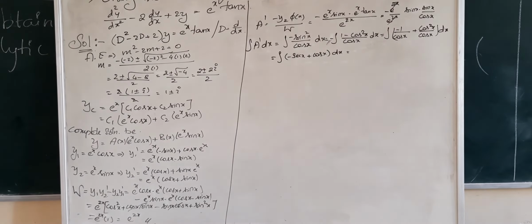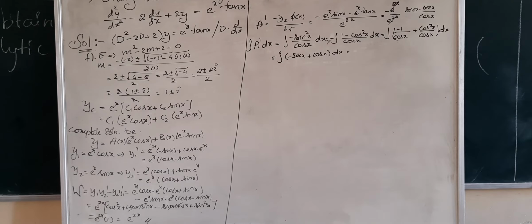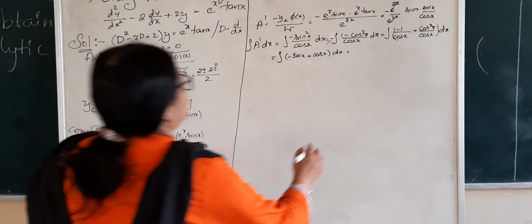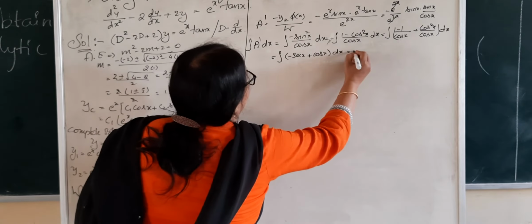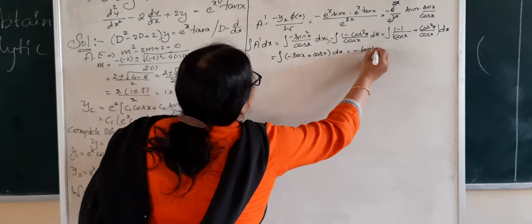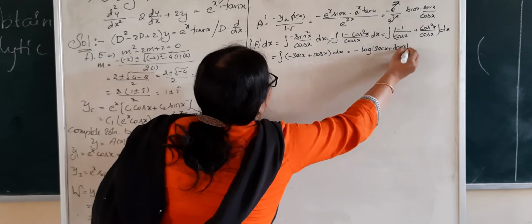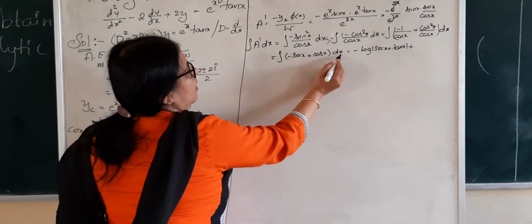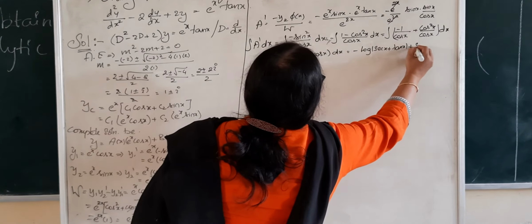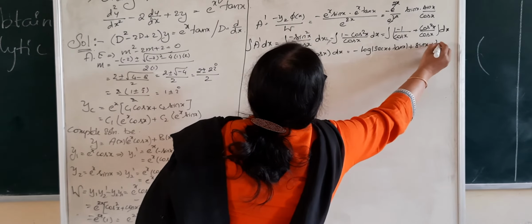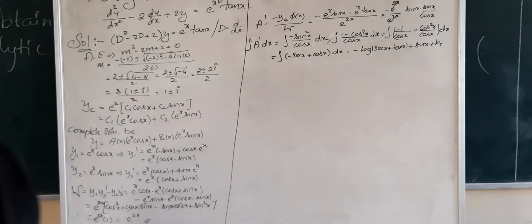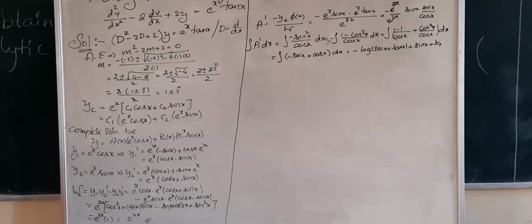Got it? So integrating now. What is the integral of secant x, guys? Integral of secant x is log of secant x plus tan x. So this will become minus log of secant x plus tan x, plus integral cos x dx, which is sin x, plus constant of integration k1. Okay, it will be as it is.